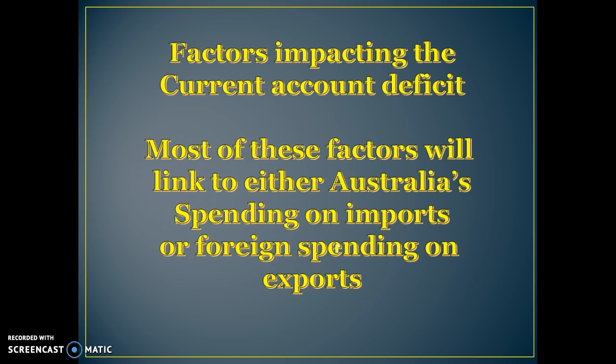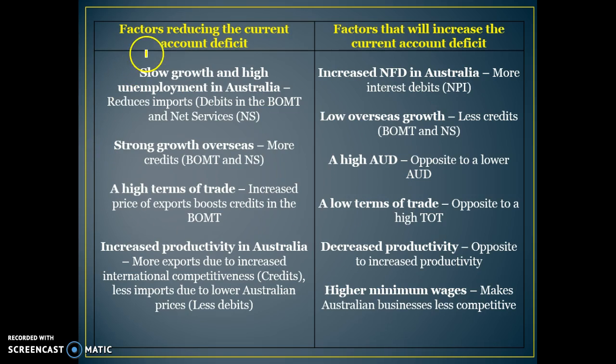If the value of exports goes up relative to imports, the CAD's likely to fall. And if the value of imports goes up relative to exports, then the CAD is likely to increase. So here's some examples. These are factors that reduce the current account deficit. And I'm not going to be able to explain these in enough detail in these videos. You're just going to have to go back and read through them in your own time as well to really get your head around them.